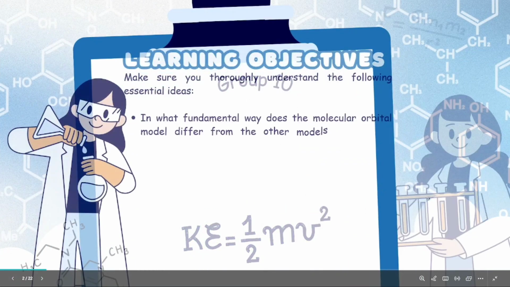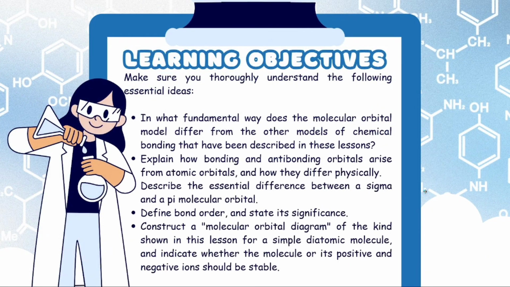Now, before we begin, let's take a look at the learning objectives. Make sure you thoroughly understand the following essential ideas. In what fundamental way does the molecular orbital model differ from the other models of chemical bonding that have been described in this lesson?